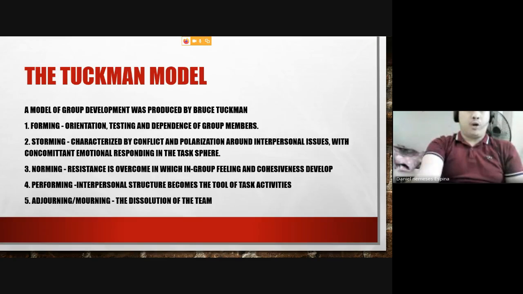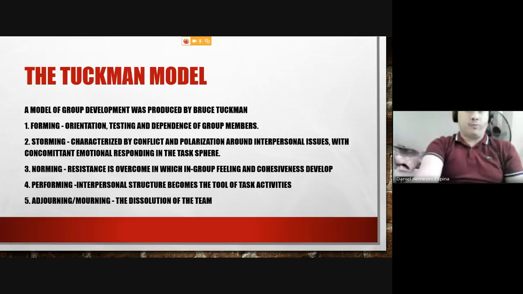Bruce Tuckman developed a model on the development of a group. So how yun sa dakono or unsa dakono stage sa development sa group. Okay, so we call this model the Tuckman model. At the start, we have the forming. So ang stage ang mga team members pa ana is more on orientation and then they will test and depend on some group members. So inexperienced pa ang uban. After some time, it will develop into storming.